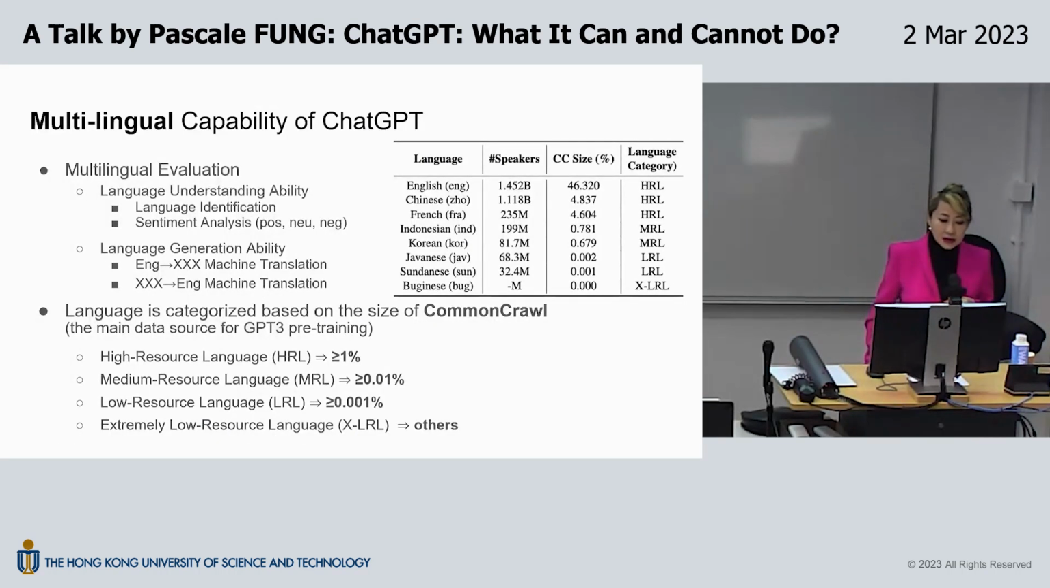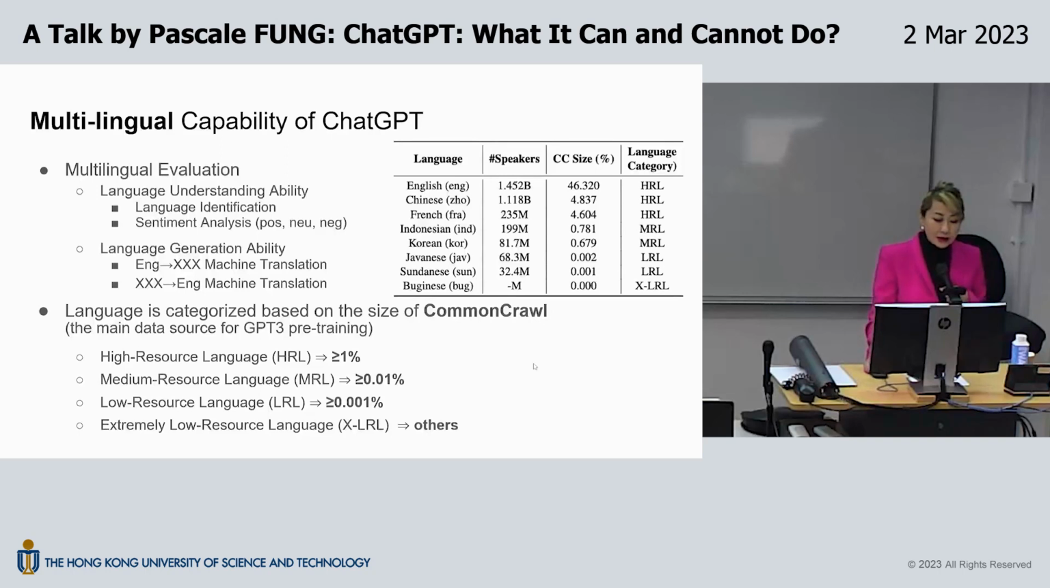So in multilingual ability, we also tested ChatGPT on different languages. Many people don't know that ChatGPT was trained on many, many languages. You can actually use it with a Chinese prompt and get Chinese answers. So what we found is that it performs pretty well on high resource languages, meaning very frequently available languages. It's not so well on low resource languages.